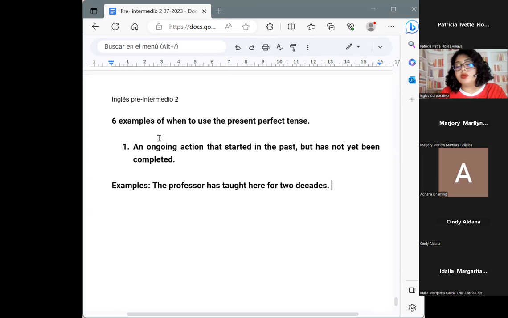So in this case, we're talking about someone that is working in the same place since the beginning, for example. Maybe you began working in a specific place 10 years ago, and now you are in the same place. So in that case, it's something that began in the past, but now it's continuing in the present.